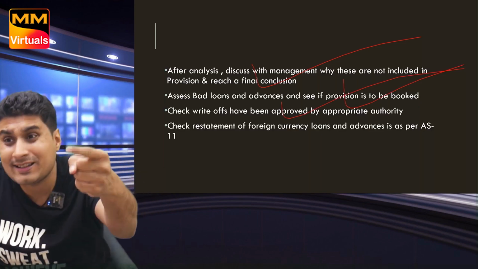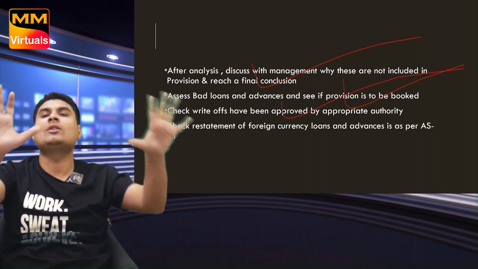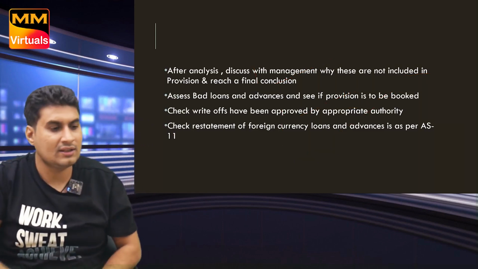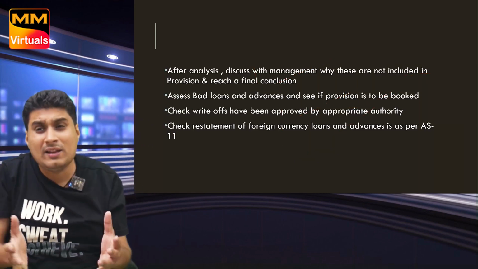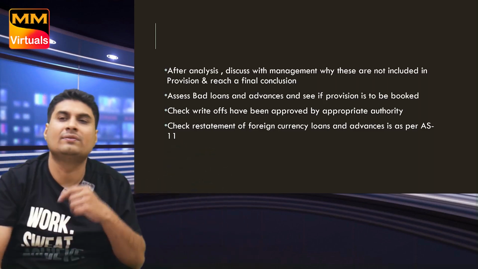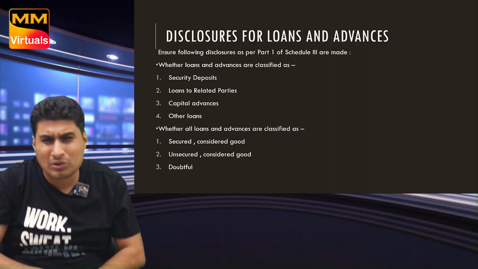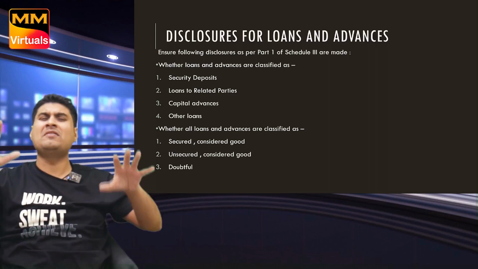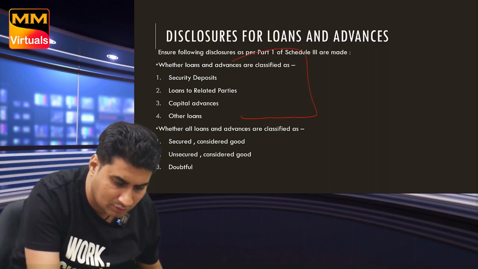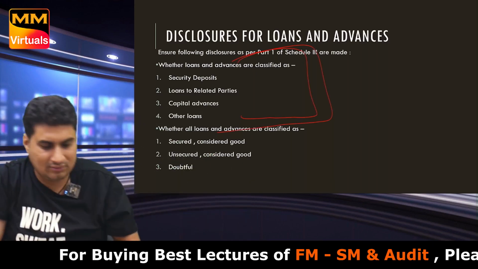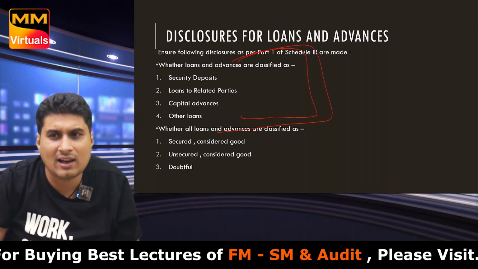If a foreign currency loan is there in valuation, always remember, it is restated as per AS 11. Simple. Had I not been there, you would have still told me this only. Disclosure: security deposit, loan to related party, capital advance, other loan separately disclosed. Disclosures you just have to copy from there. You cannot learn. Okay, in real life, I am telling.